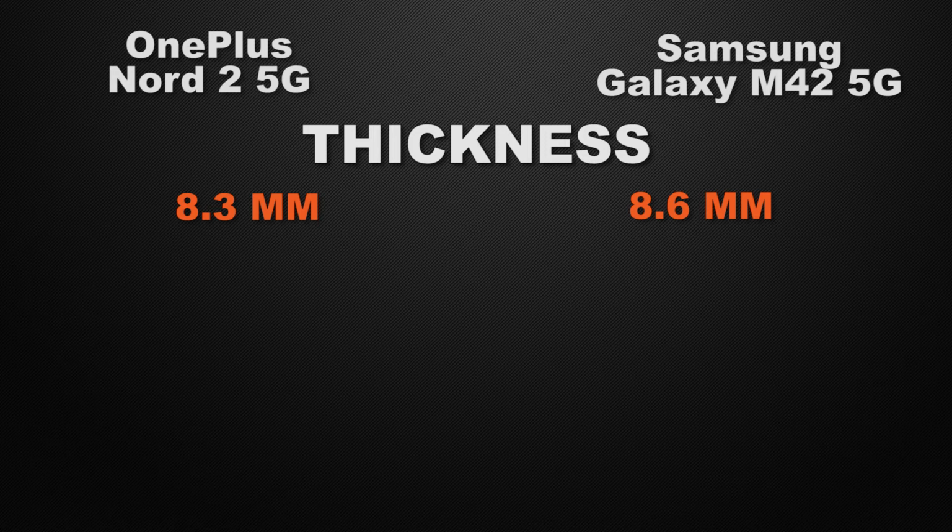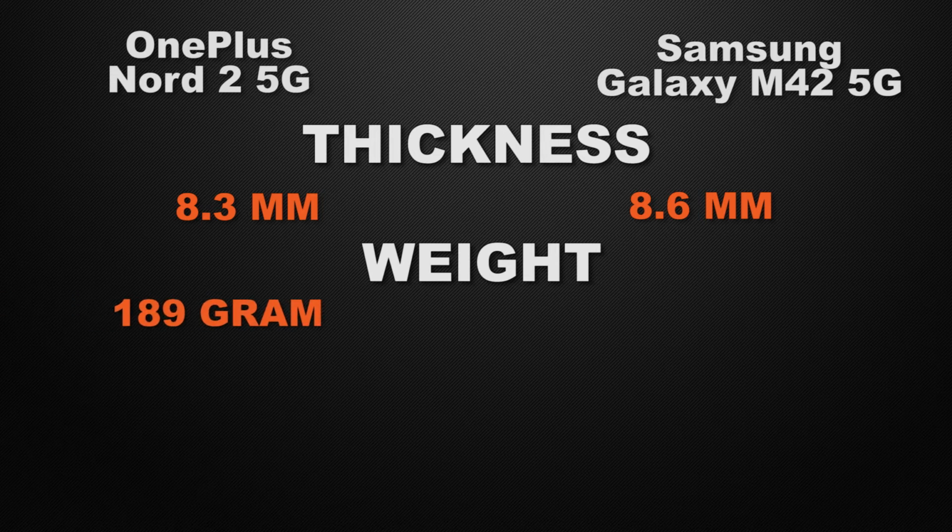So the winner here is Nord 2 because it has a slimmer body. Talking about the weight of the devices, Nord 2 comes with 189 grams of weight, whereas M42 has 190 grams of weight. So it's a tie because both of the devices have approximately the same body weight.